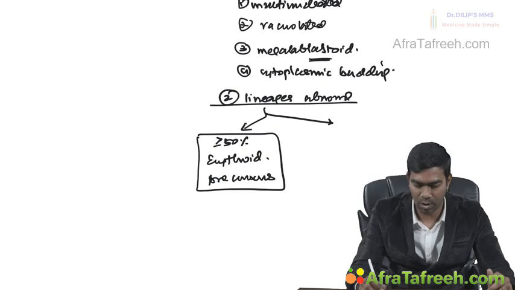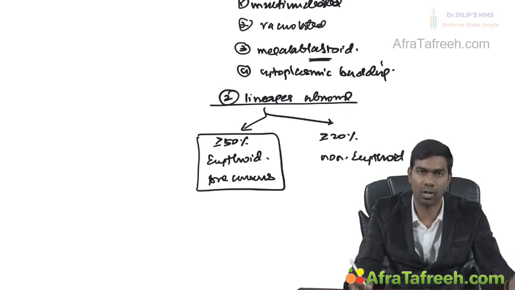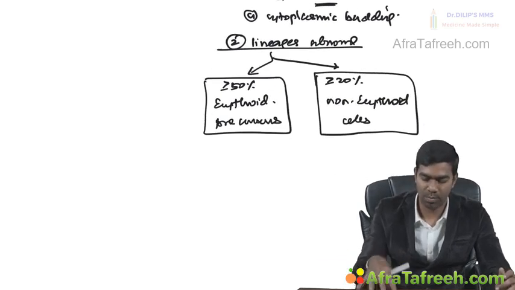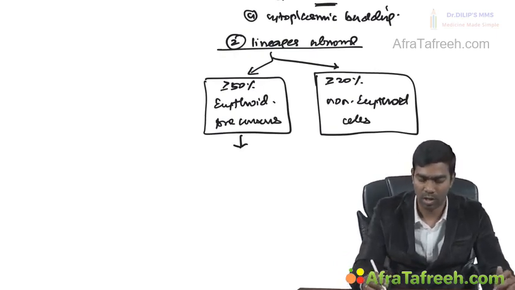At the same time, you will also be seeing at least 20% of the blasts showing a myeloid component, or you can say a non-erythroid component. Non-erythroid means a classic myeloid differentiation towards the granulocytes or monocytes. So non-erythroid cells also will be seen. The blast will be made of non-erythroid cells. So this is very important, and that is what makes this a very interesting one. So 50% erythroid. So what are the characteristics of erythroid lineage?